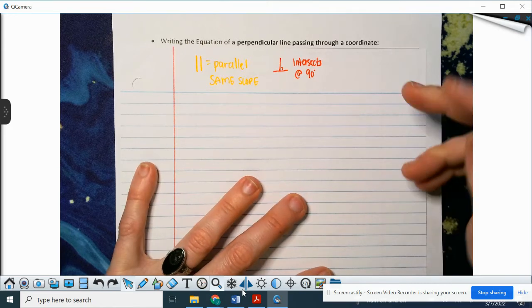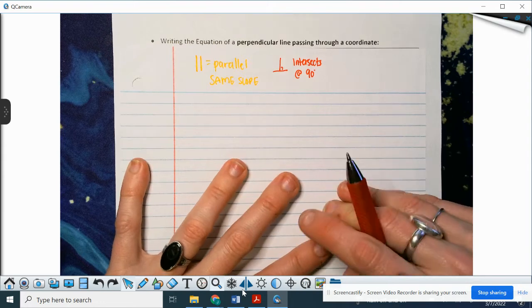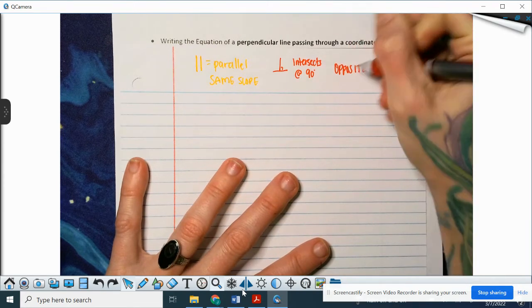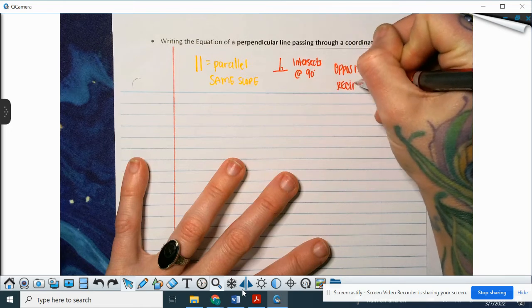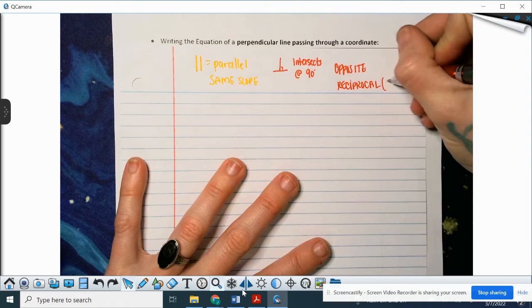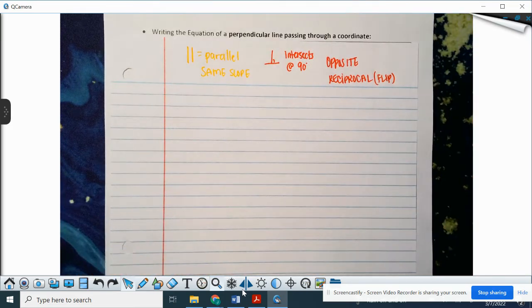And so parallel lines have the same slope. Perpendicular lines, which intersect at 90 degrees, have opposite and reciprocal slopes. Opposite, reciprocal. And reciprocal just means flip. Opposite means hopefully what you already know. So if it was negative, it becomes positive. If it was positive, it becomes negative.